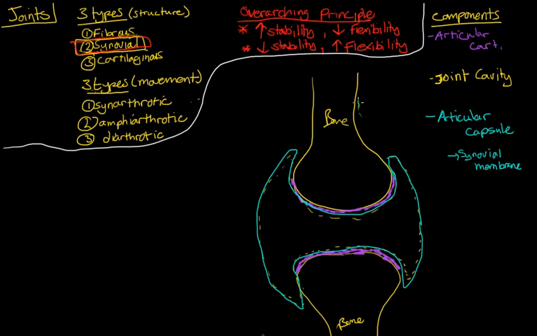And this fibrous capsule is actually going to be continuous with the periosteum, and go along the outside of this articular capsule. And that's going to be made up of dense, irregular connective tissue. And this strengthens the joint. So this is the fibrous capsule.